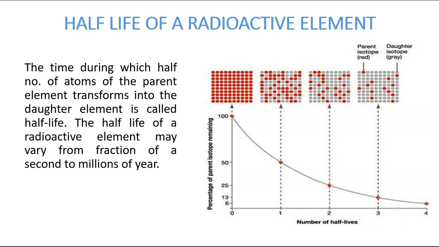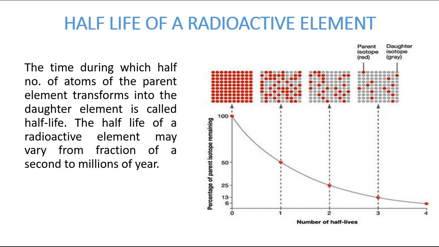From this relation, we can say that after some time the radioactive element is converted into daughter nuclei exponentially. The time after which half of the parent atoms are transformed into daughter atoms is usually called its half-life, or first half-life. The half-life of a radioactive element may vary from fractions of seconds to millions of years.